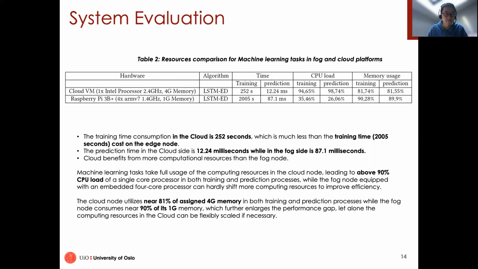Machine learning tasks take full usage of the computing resources in the cloud node, leading to above 90% CPU load of a single node processor in both training and prediction processes, while the fog node, equipped with an embedded 4-core processor, can hardly shift more computing resources to improve efficiency. Lastly, the memory usage. The cloud node utilizes 81% of its assigned 4G memory in both training and prediction processes, while the fog node consumes near 90% of its 1G memory, which further enlarges the performance gap. Not to mention that the computing resources in the cloud can be flexibly scaled if necessary.